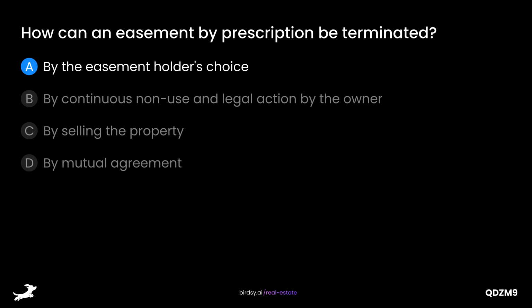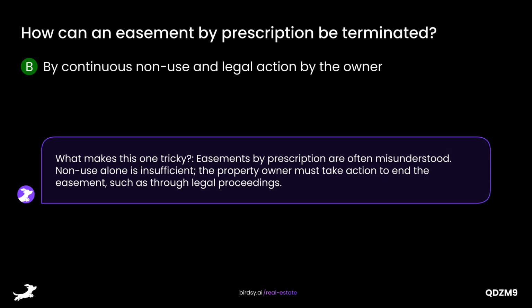How can an easement by prescription be terminated? Is it A, by the easement holder's choice, B, by continuous non-use and legal action by the owner, C, by selling the property, or D, by mutual agreement? The answer is B, by continuous non-use and legal action by the owner. What makes this one tricky?